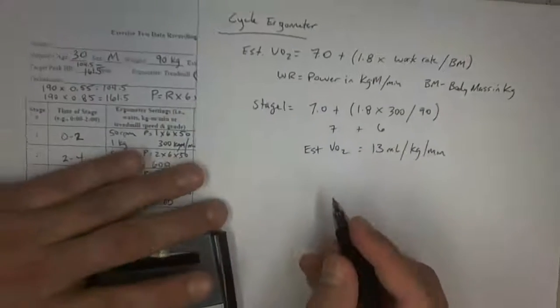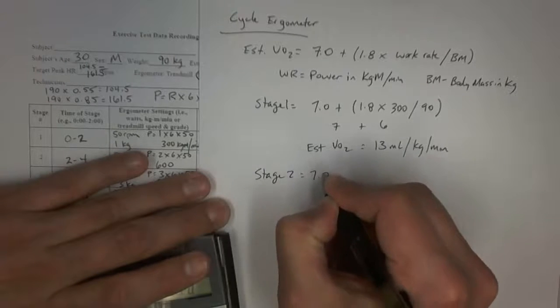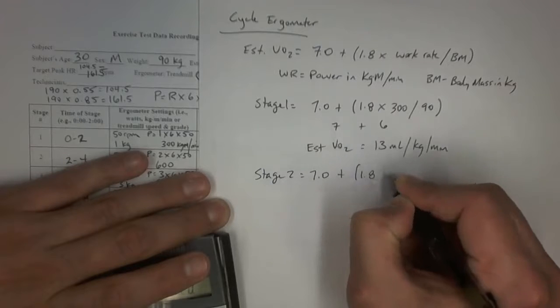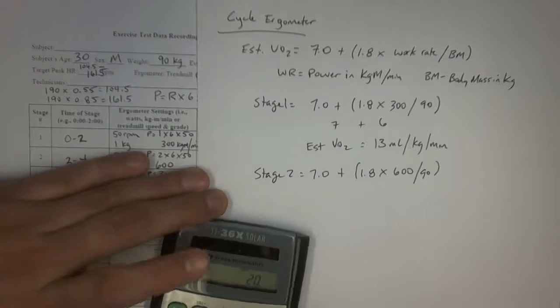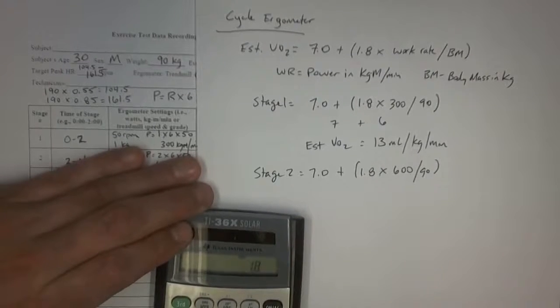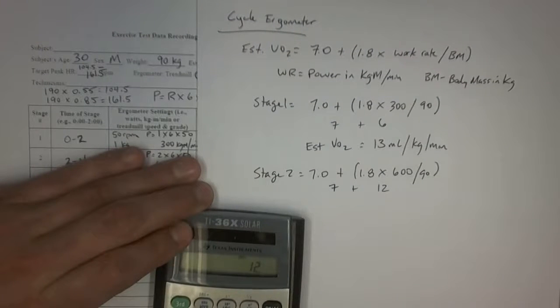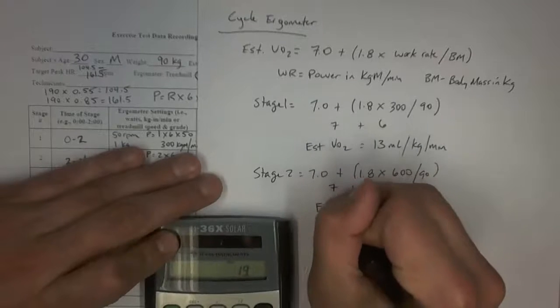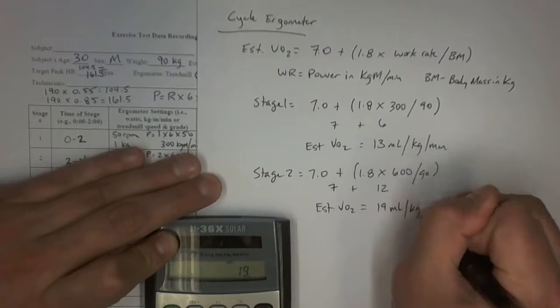And we'll work our way through each stage, and I'll go ahead and do that now. Stage 2 is the same formula, again, 7 plus 1.8 times 600 in this case, divided by body weight, which is 90. Again, we'll start in the parentheses, 1.8 times 600 divided by 90 gives us 12 plus 7, which gives us 19. So estimated VO2 in stage 2 is equal to 19 mils per kg per minute.